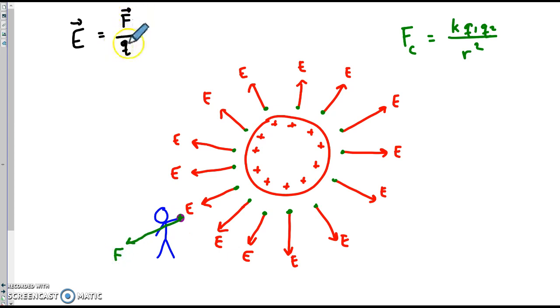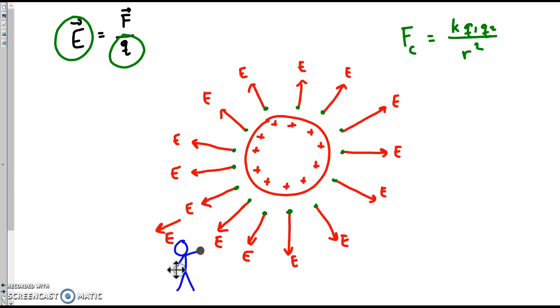Again, to turn the force into electric field strength, you divide by Q. And now the E arrow is half as long. If you go around from place to place and you do this again, you find a weaker force, and so a weaker E vector.